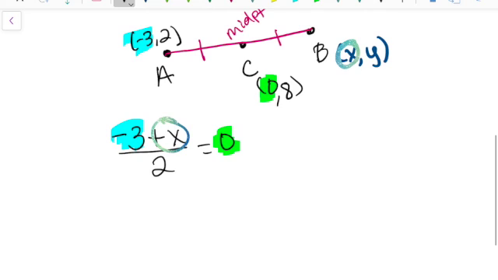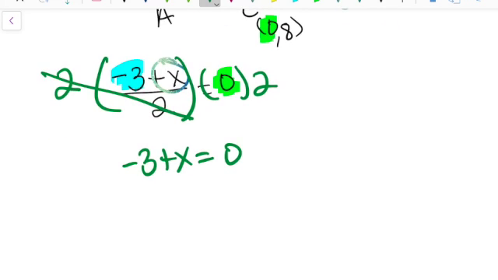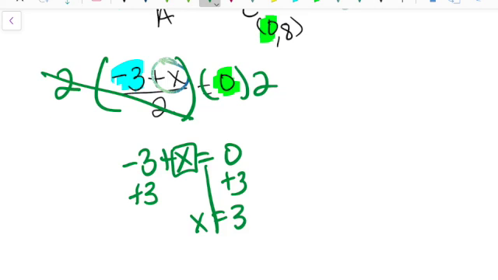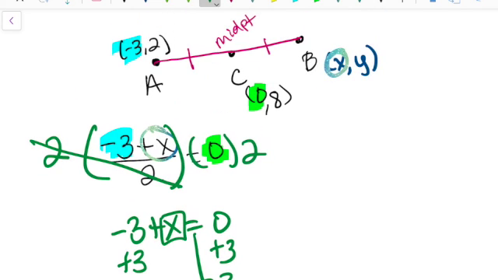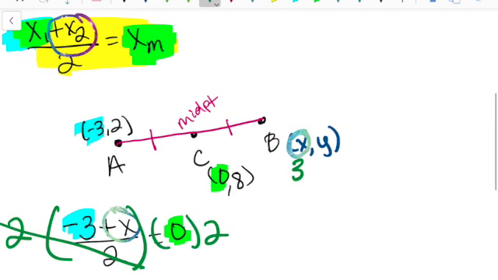Now, I'm going to solve this algebraically, which is going to look like me multiplying by 2 on both sides first. That's 2 over 2, which is 1, so now I have -3 plus x equals 0, because 0 times 2 is 0. Now I'm trying to get x by itself, so I'm going to add 3 to both sides. So x equals 3. So the x value of my endpoint is 3. Now I need to do the same for the y.